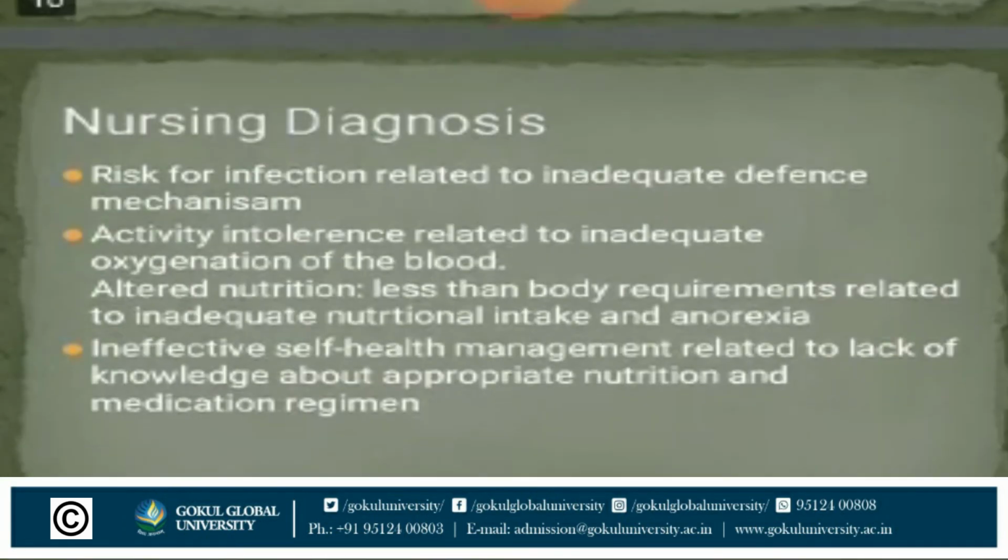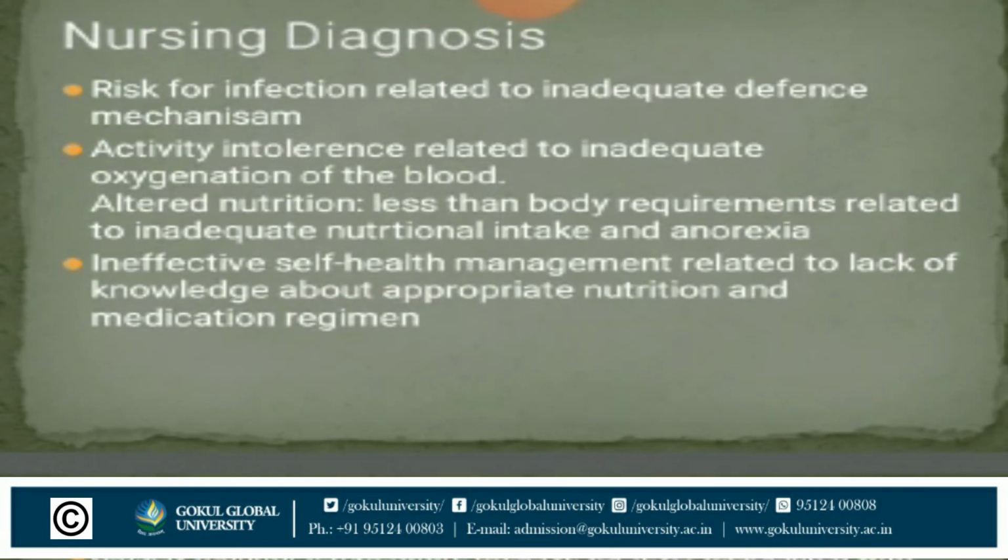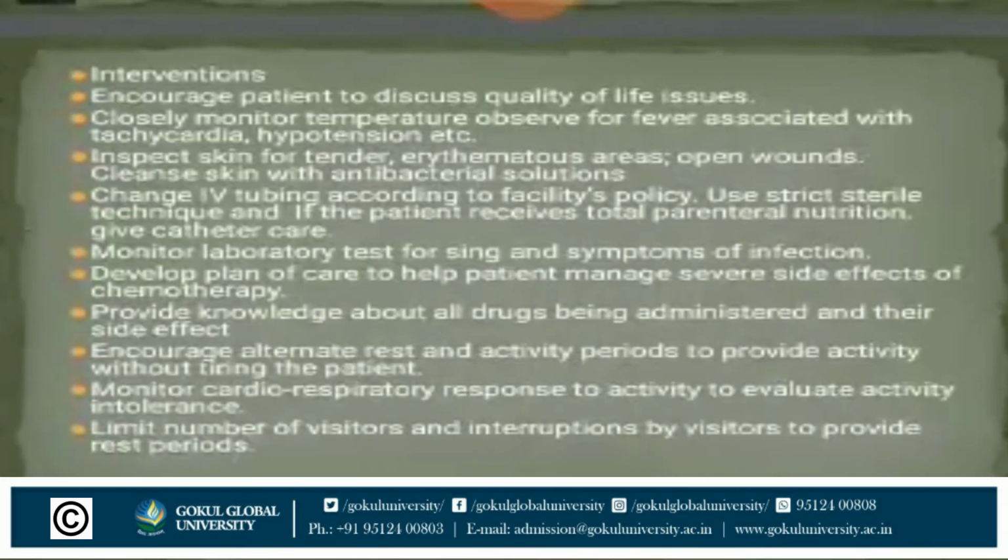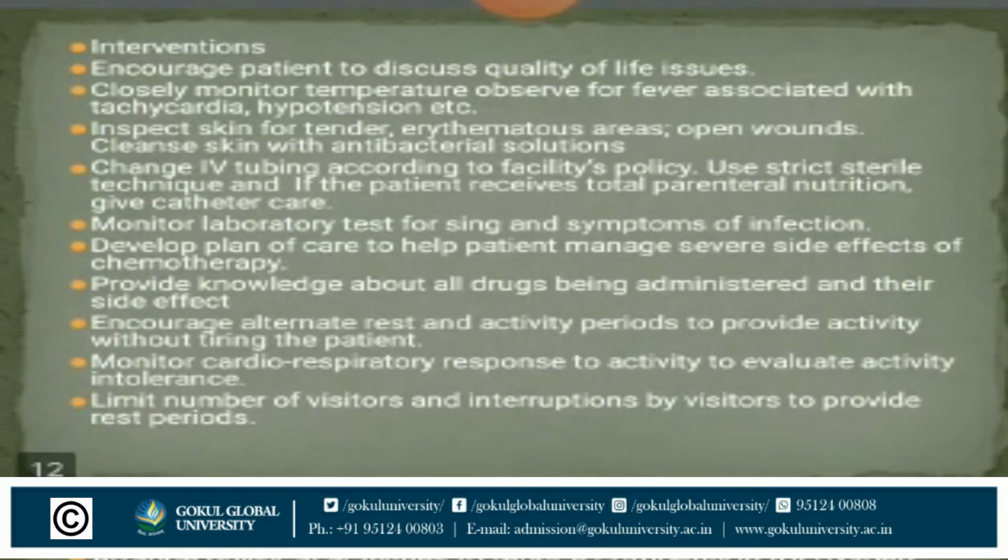The next one, we discuss the nursing diagnosis. In that: risk for infection related to inadequate defense mechanism; activity intolerance related to inadequate oxygen in the blood; altered nutrition, less than body requirements, related to inadequate nutritional intake and anorexia; ineffective self health management related to a lack of medication regimen; ineffective self-health management related to a lack of knowledge about appropriate nutrition and medication regimen. So these are all the nursing diagnoses for leukemia.